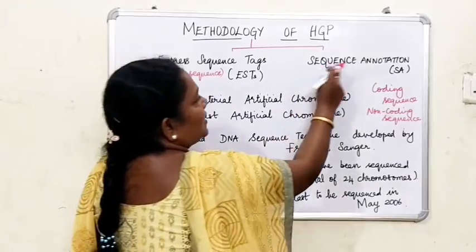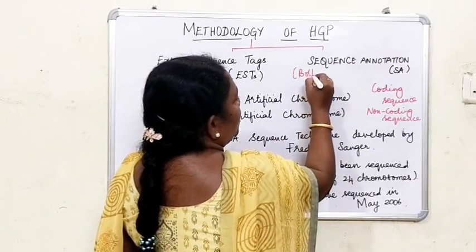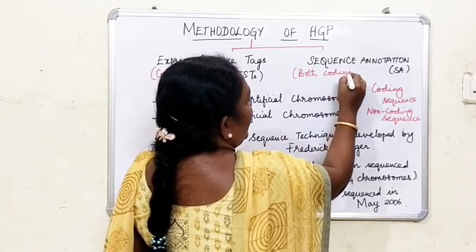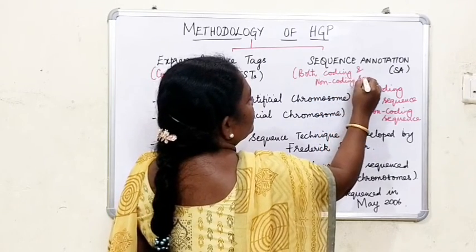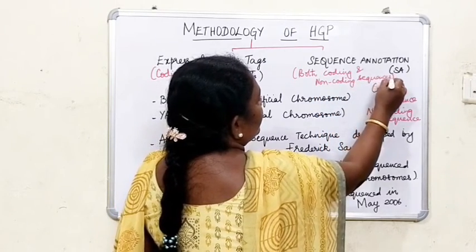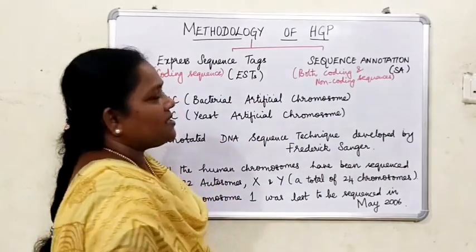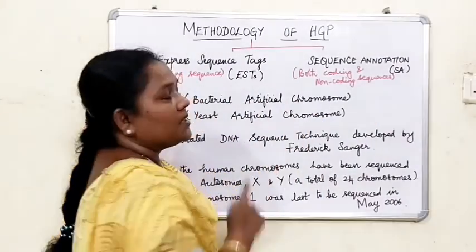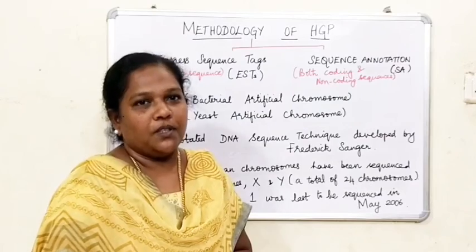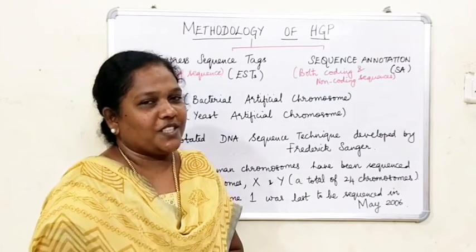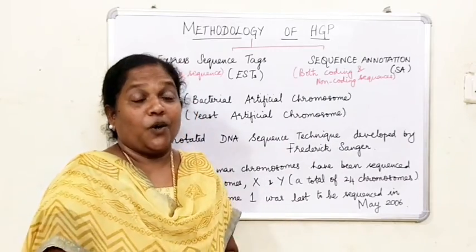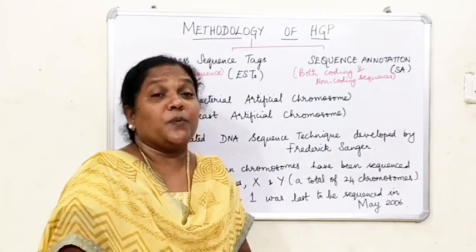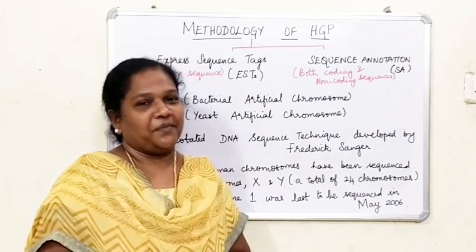And in sequence annotation, both coding and non-coding sequences are involved. Compared with these two methods, sequence annotation alone is followed in this Human Genome Project. So what do they do in the sequence annotation method? The whole genome is isolated from the cell, right?